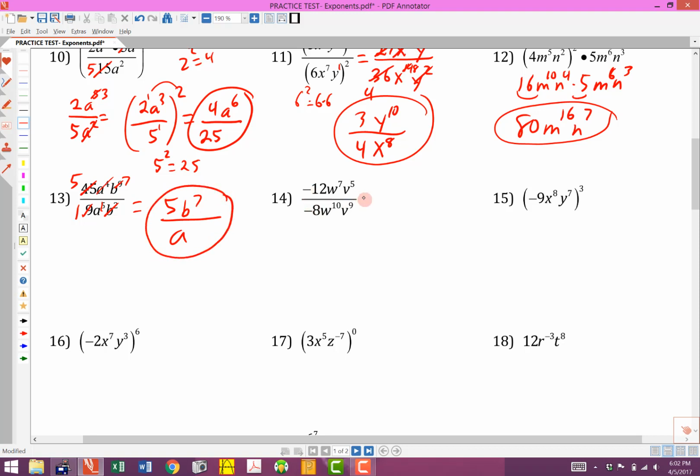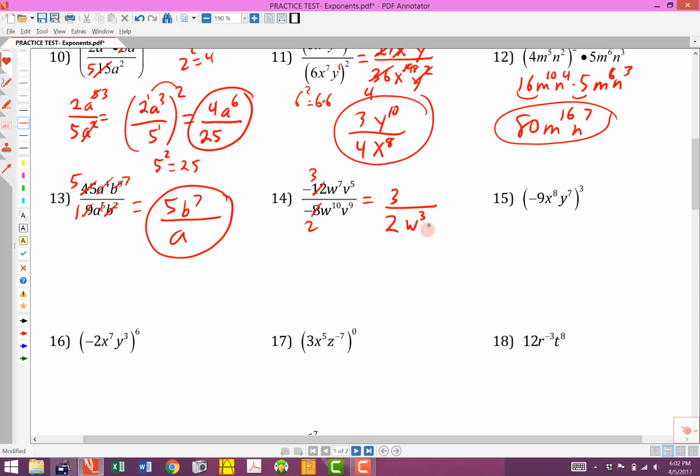Negative divided by a negative is a positive, so we know the answer is going to be positive. We want to think of the largest number that will go into the 12 and the 8 evenly. That'll be 4. 4 goes in here twice, 4 goes in here 3 times. Again, the answer is positive, so we're going to have 3 over 2. Take a look at those W's. 7 will cancel with 7 of those. We're going to be left with a W to the 3rd here.